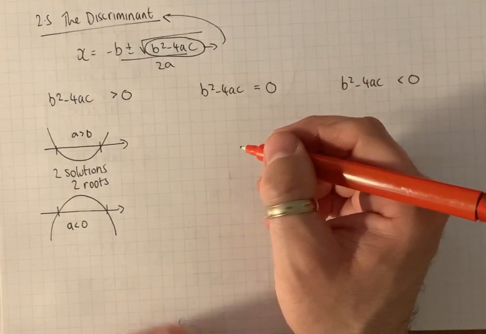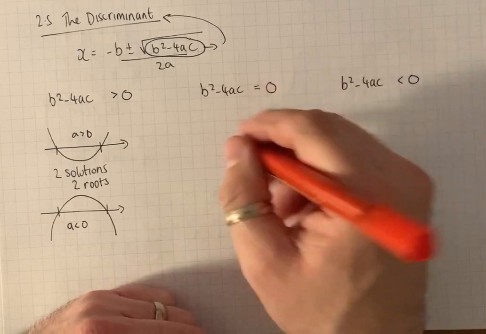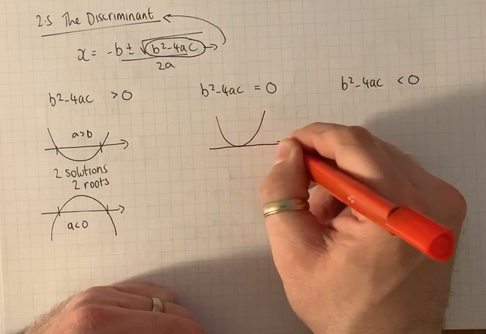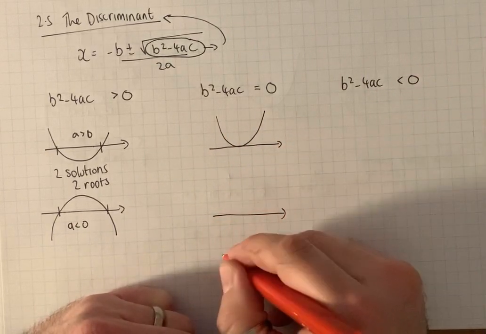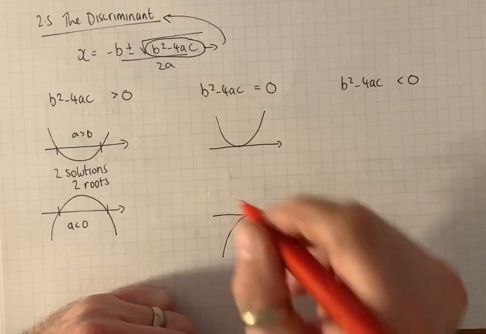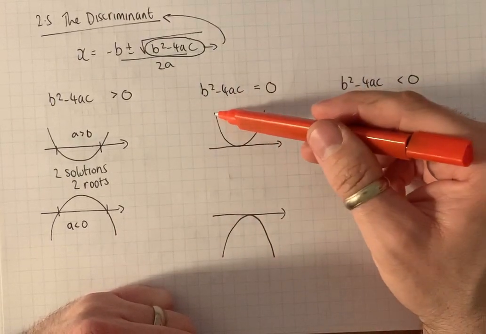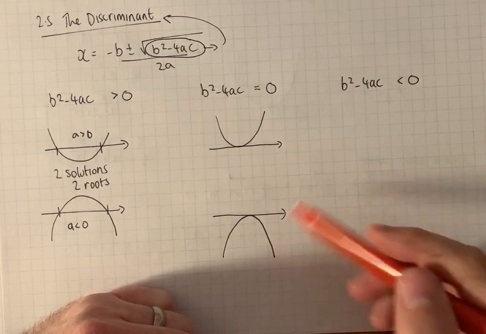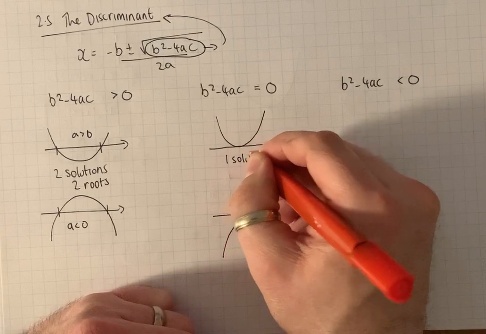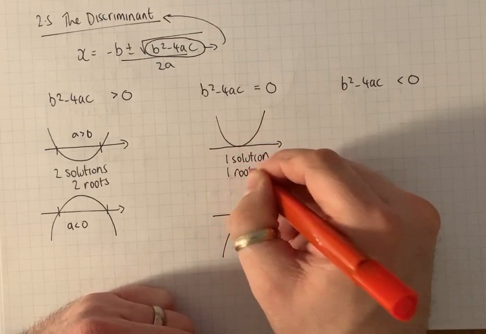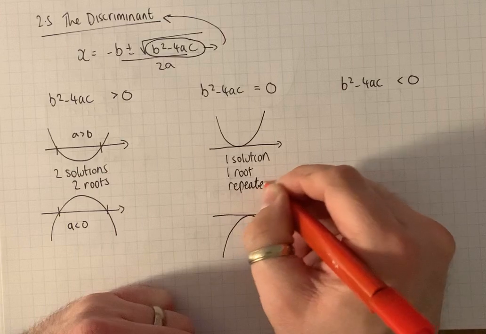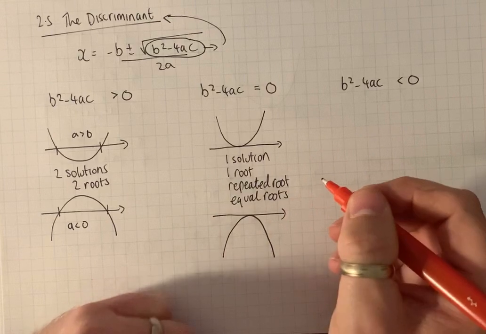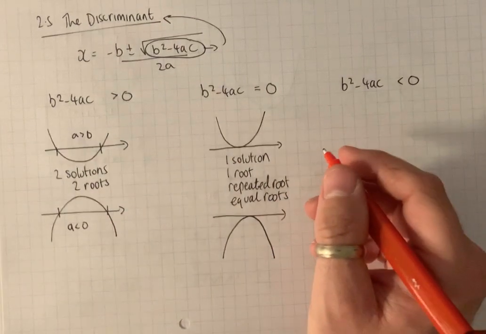What about if it's equal to 0? If it's equal to 0, then the graph will look something like this, or so. If it's equal to 0, it's where the graph just touches the x-axis, it just brushes the x-axis and then goes back the other way. In which case it's got one solution, one root. It's called a repeated root, or it might be called equal roots, because the two solutions you normally get are obviously equal.